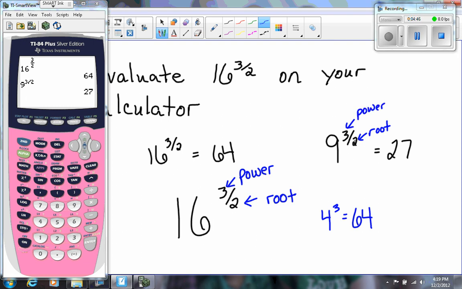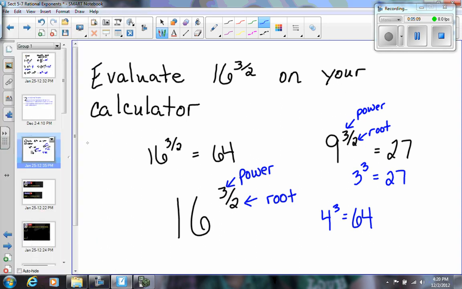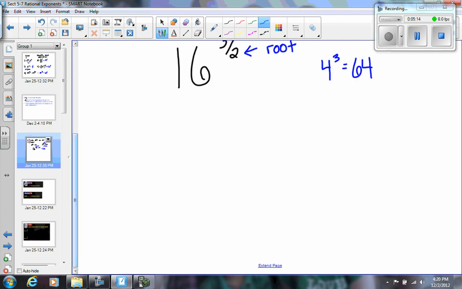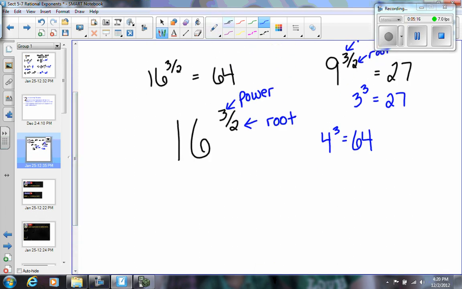So if you take the square root of 9, you get 3. And if you raise 3 to the third power, 3 times 3 times 3 is 27. So when you have a rational exponent, the numerator of the fraction is a power, and the denominator of the fraction is a root, which means that I could write this in radical form this way.